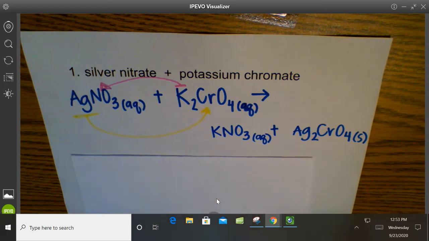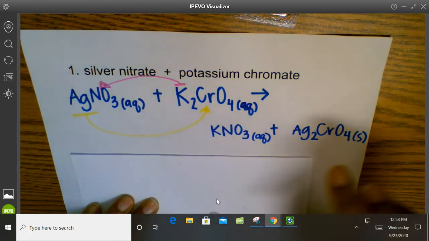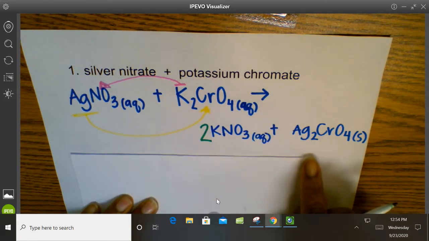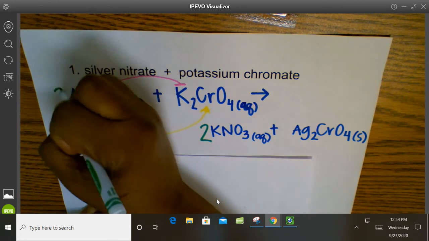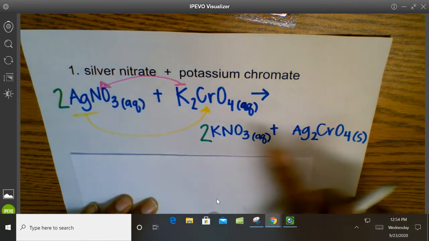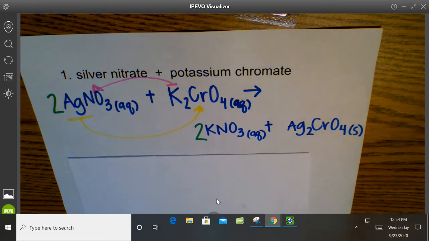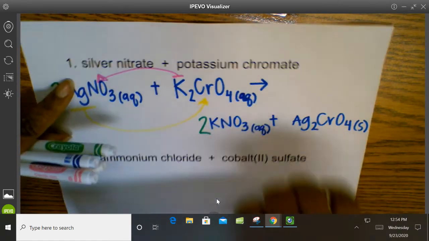All right, last little thing that needs to be done, balancing of the equation. Put a 2 right there, all right, and then put a 2 here. And then I have 2 Ag, 2 NO3, and 2 K. My equation is balanced.